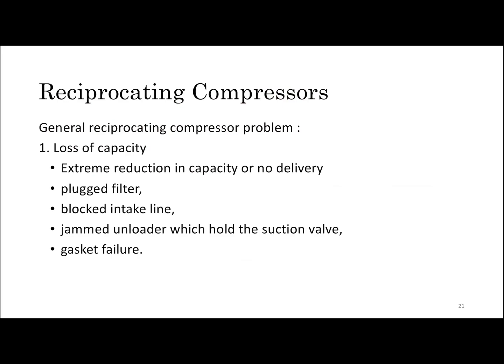Now for the pneumatic system, the steps are basically the same. You have to find the fault first. Now I'll give you an example of general problems in a reciprocating compressor such as a piston compressor. First is loss of capacity, which can be an extreme reduction in capacity or no delivery at all. It can be because of a plugged filter, a blocked intake line, a jammed unloader which holds the suction valve, or gasket failure.